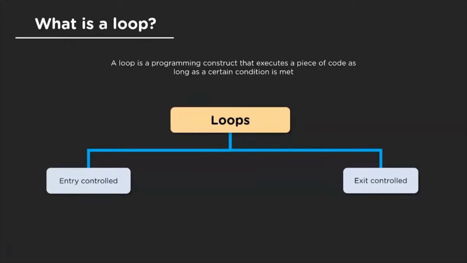Alright, when it comes to exit control loops, the test condition is checked after the loop has been executed. Alright, so in this case, the code in the loop gets executed at least once. So the example for this is the do while loop. Alright, with this basic knowledge, let's go ahead and learn about the different loops.